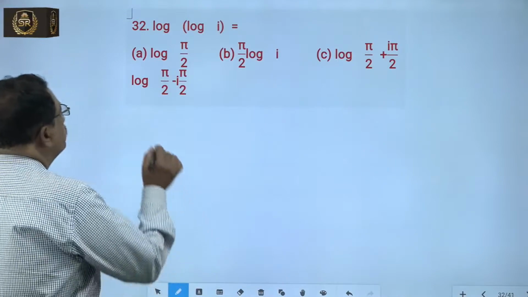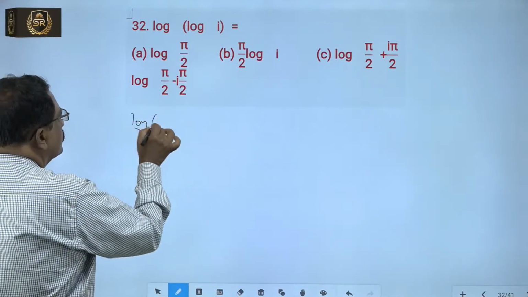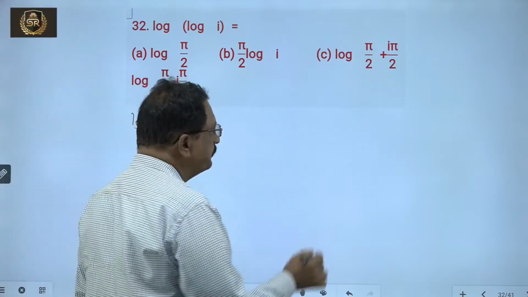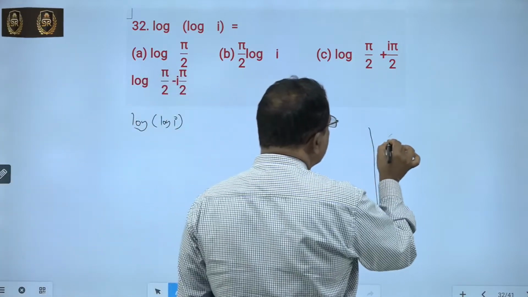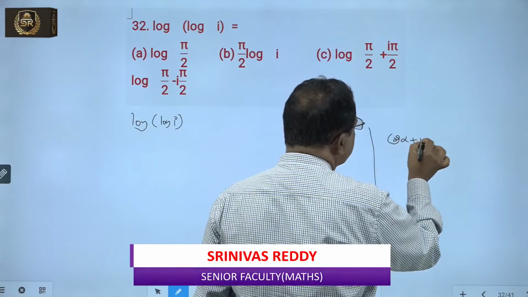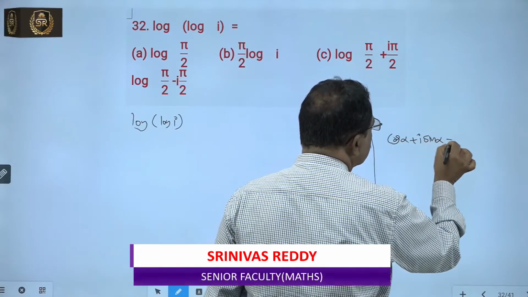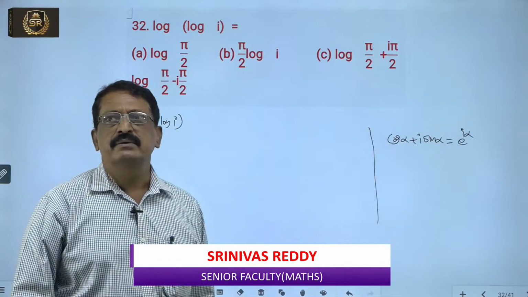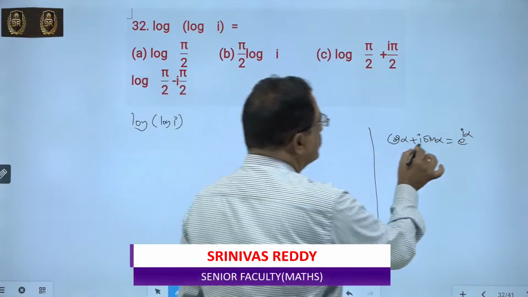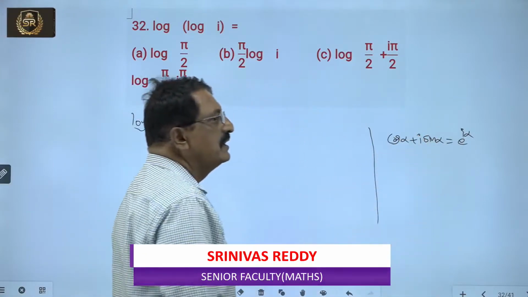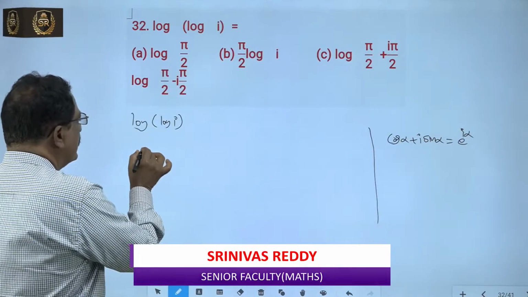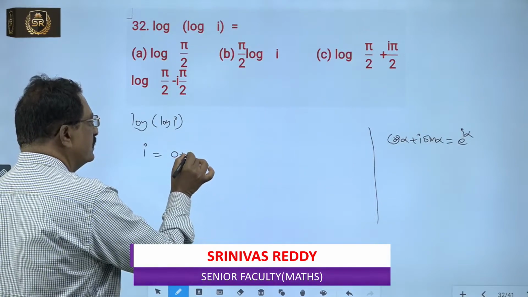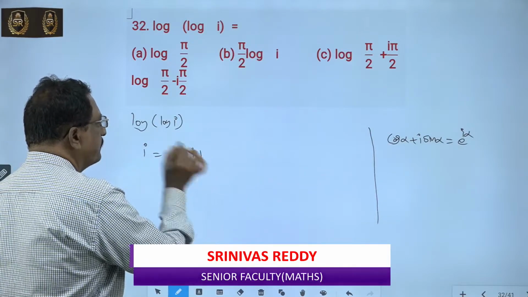Next, question 32: log of log i equals? Now first of all, Euler's formula: cos alpha plus i sin alpha equals e to the power i alpha. Now first, i can be written as 0 plus i into 1.